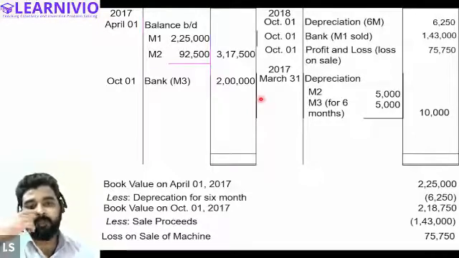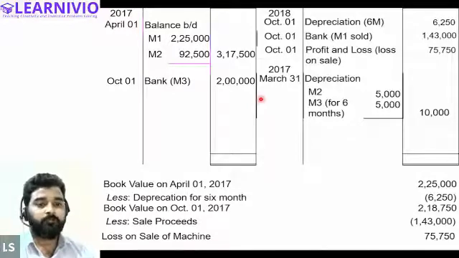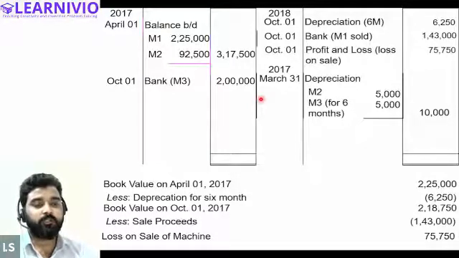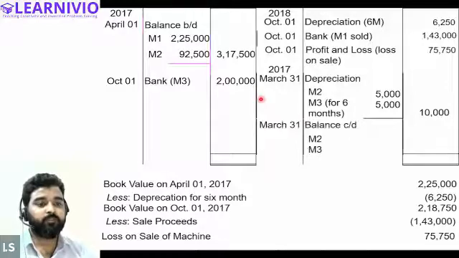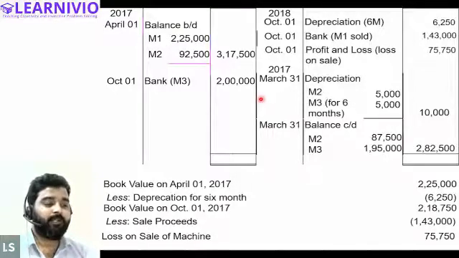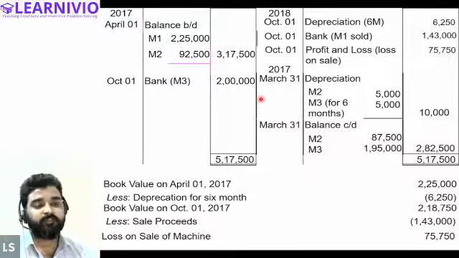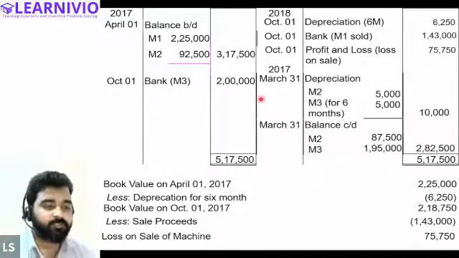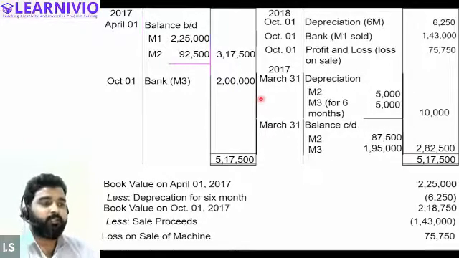Now the closing balance of the asset, the closing balance of the machinery. Machinery 2 will have a closing balance of how much? 92,500 minus 5,000, we will have 87,500 as the closing balance of machinery 2. And for machinery third, 2 lakh minus 5,000, we will have 1,95,000. So the closing balance will be 2,82,500. Now we will total both sides, 5,17,500, 5,17,500. Tell me, is this okay? Any doubt? Anything you want to ask, Amisha?